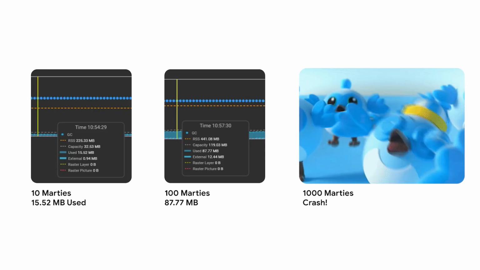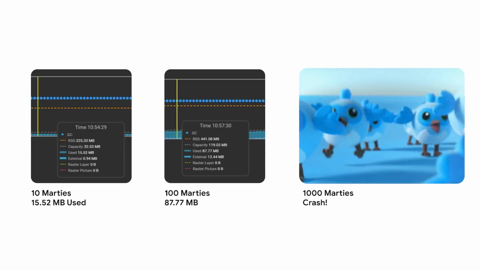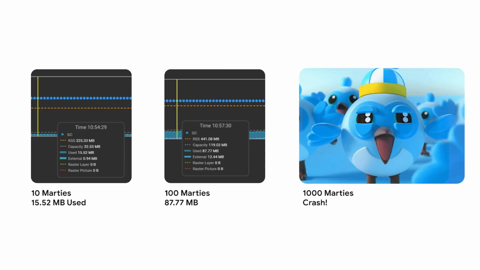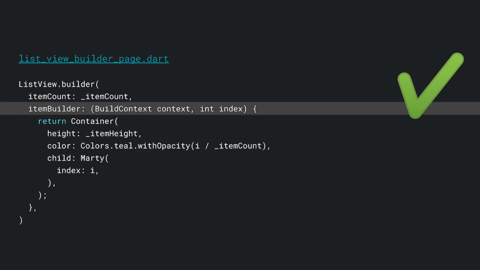We have almost an order of magnitude increase in the amount of memory being used because we have an order of magnitude increase in the number of assets that we're looking at, minus a little bit for the rest of the application. So now let's look at how we can do this in a performant way by using a simple widget that handles a lot of performance optimizations for us out of the box. So we're going to look at listview.builder. And here we have a performant way of handling this in the code.